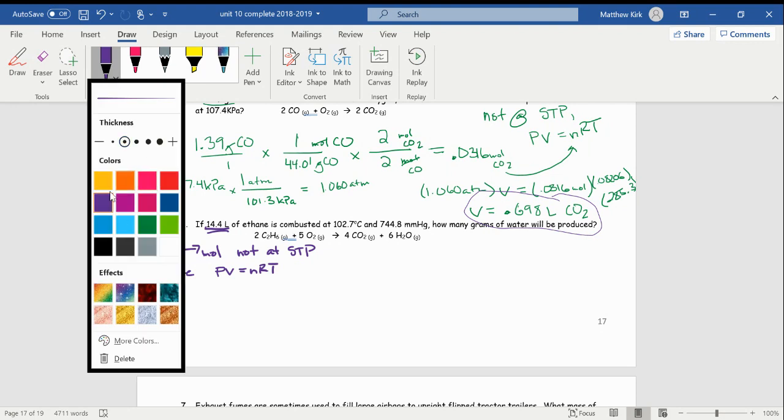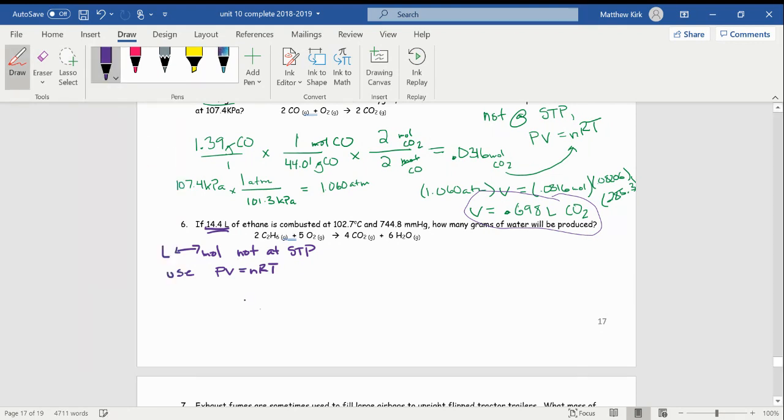So I look at my pressure. It's millimeters of mercury. That doesn't work though. Guess what we have to do? We got to change it to atmospheres. Guess what? 760 millimeters of mercury is equivalent to 1 atm. So 744.8 divided by 760. And my pressure is 0.98 atmospheres.